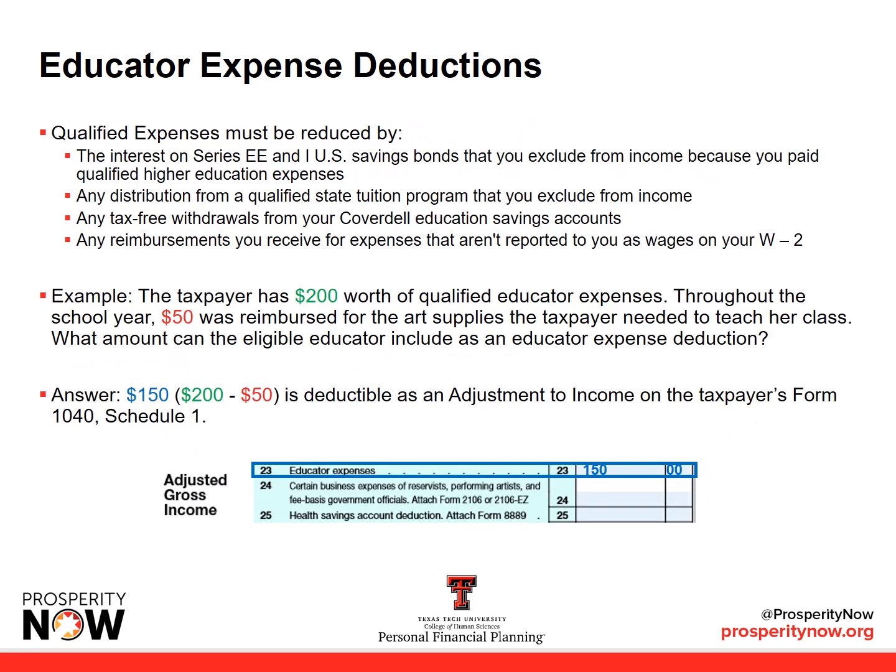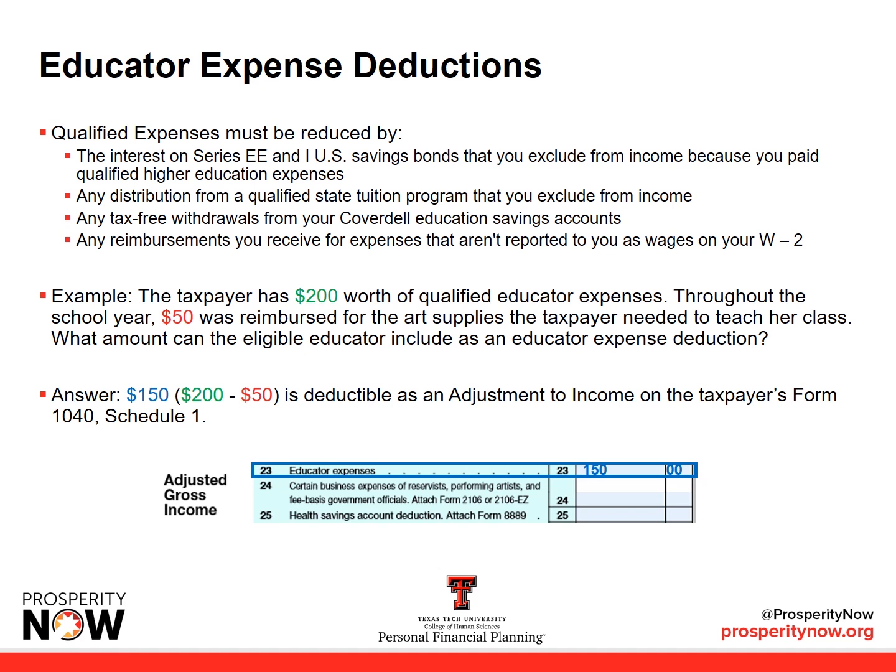Qualified expenses must be reduced by the interest on Series EE and I U.S. savings bonds that you exclude from income because you pay qualified higher education expenses, any distribution from a qualified state tuition program that you exclude from income, any tax-free withdrawals from your Coverdell education savings accounts, and any reimbursements that you receive for expenses that aren't reported to you as wages on your W-2.